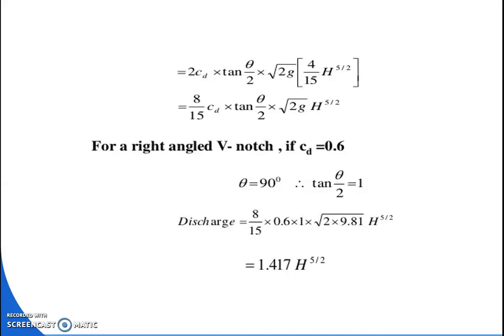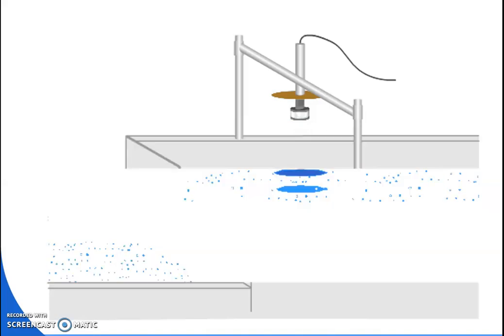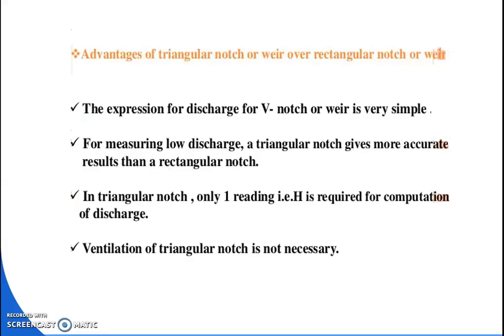From this chapter we are getting some numerical problems related to triangular notch and V notch, and we are going to see what the advantages of triangular notch over rectangular notch are. This is the rectangular notch with water flowing through it. Now what are the advantages of triangular notch?